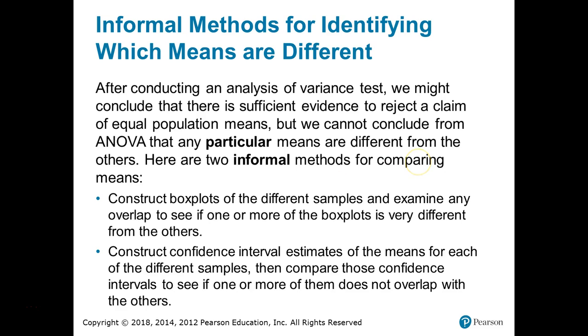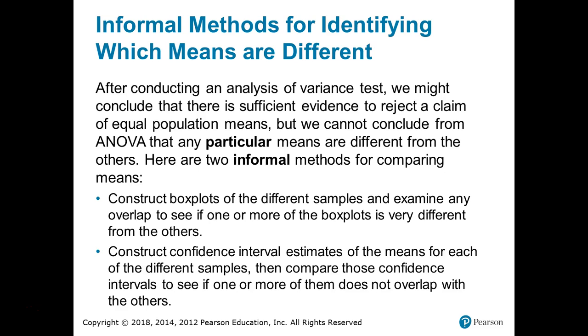So after conducting an analysis of variance, we might conclude that there is sufficient evidence to reject a claim of equal population means, but we cannot conclude from this method that any particular means are different from the others. So here are just two informal methods.